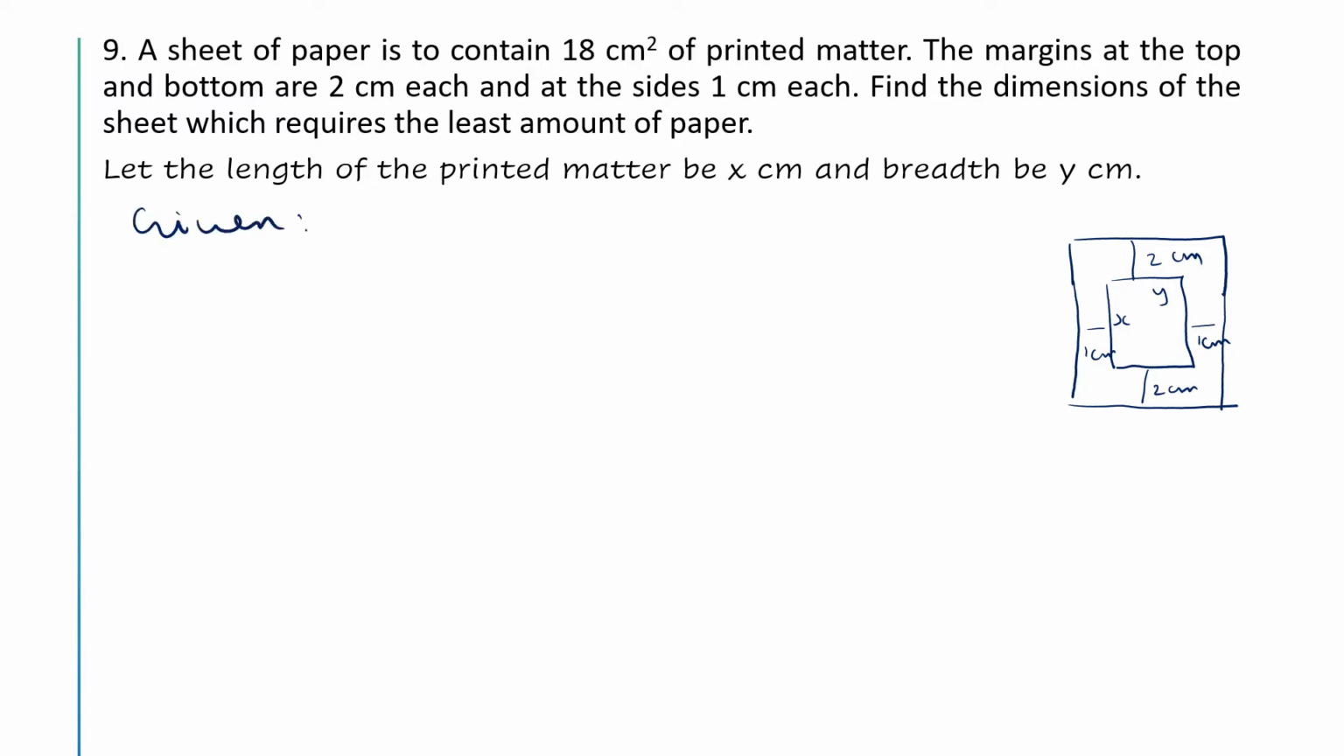Given xy is equal to 18 centimeter square, which means y is equal to 18 by x. So the length of the sheet of paper will be x plus 4 and the breadth of the sheet of paper is y plus 2, because here 1 centimeter and here 1 centimeter. So the breadth will be y plus 2 and the length of the sheet is x plus 2 plus 2, which is x plus 4.